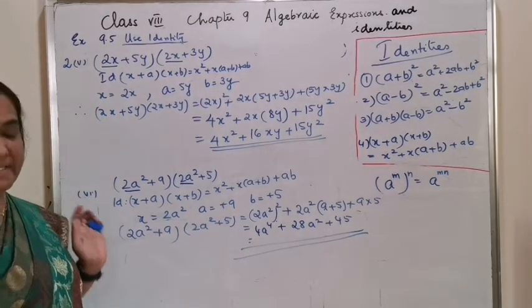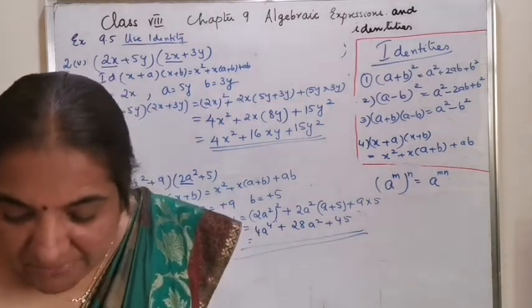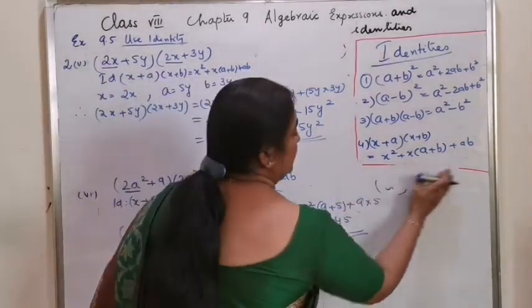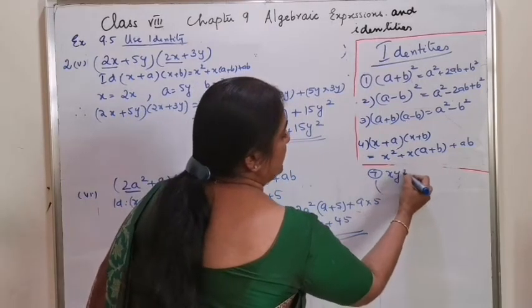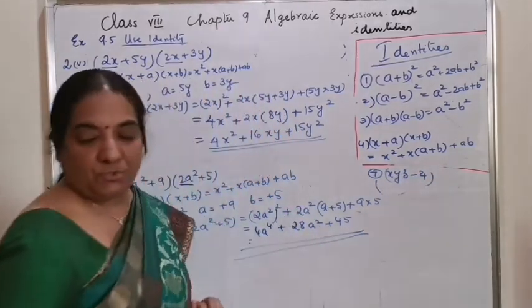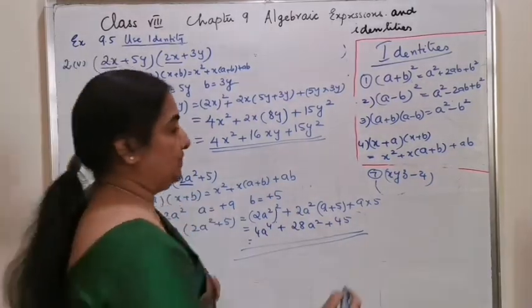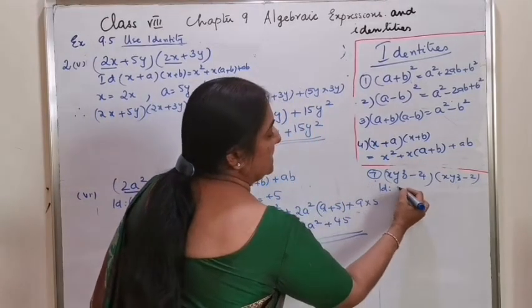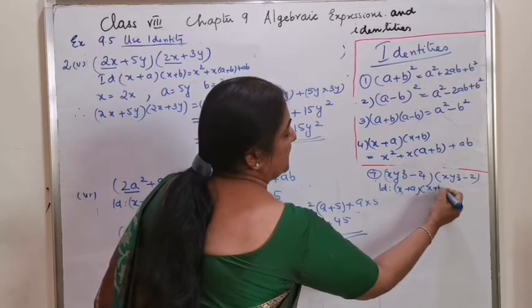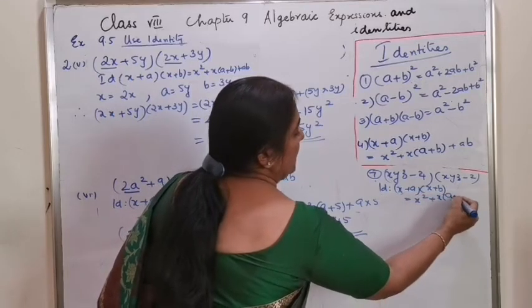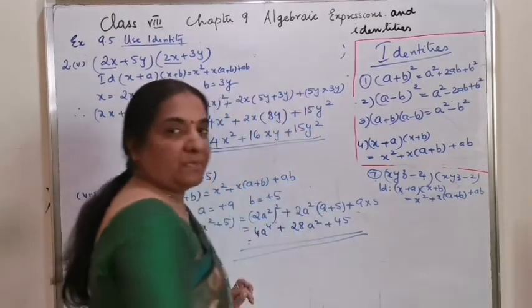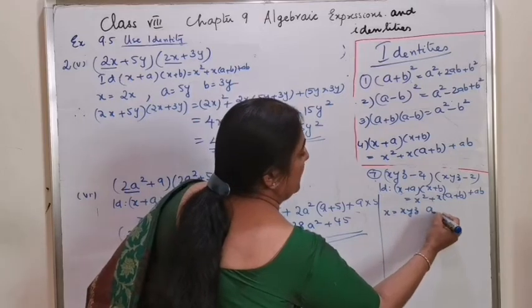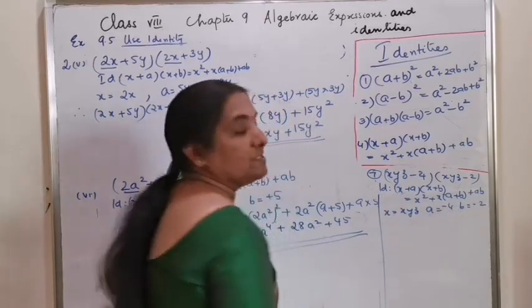This is number 6. And the last one, number 7, xyz minus 4 into xyz minus 2. Let's do it here. So the identity is (x plus a) into (x plus b) is equal to x square plus x into (a plus b) plus ab. What is your x value? X value is xyz. A value is minus 4. B value is minus 2.